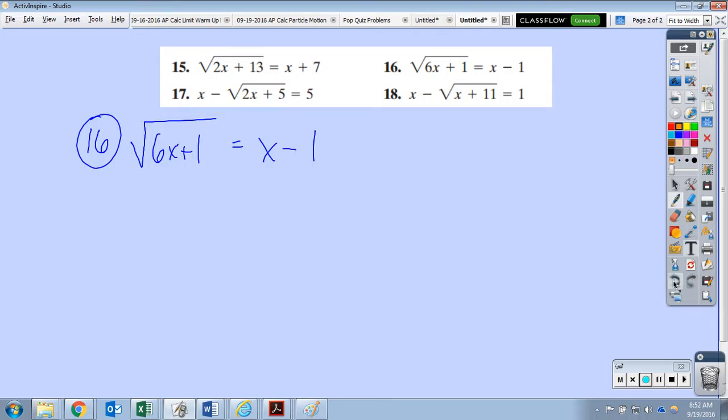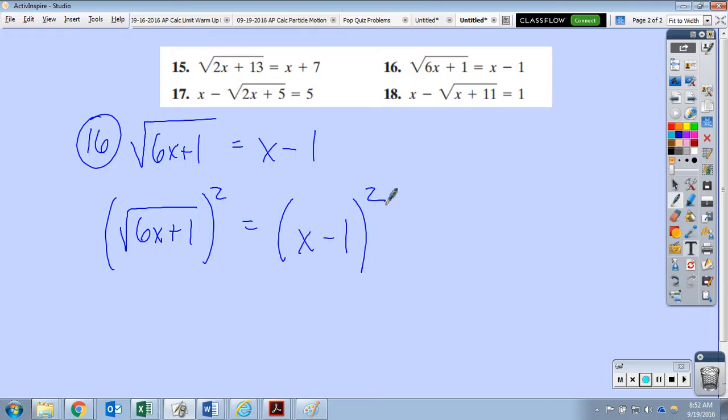So now we can go into the step that you mentioned first, which was squaring it. So let's go ahead and square this. So we'll square both sides. So this guy squared is equal to x minus 1 squared. Now the squaring undoes the square root. So we have 6x plus 1 is equal to, now this guy squared, I'm going to go ahead and do it the long way just to avoid making a mistake.